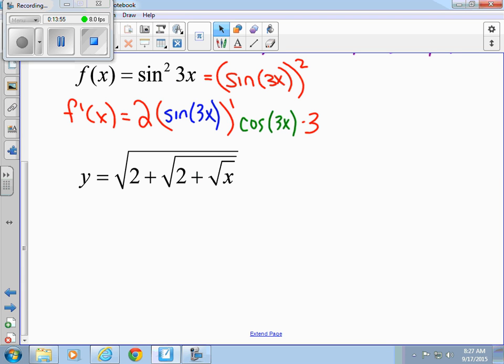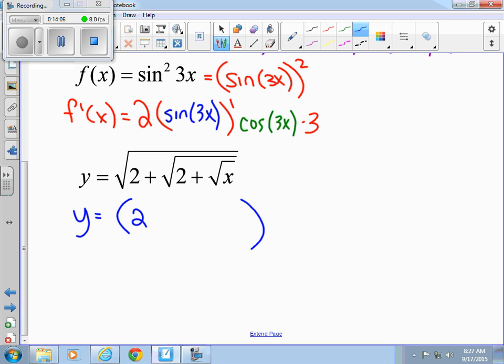Okay, before I do anything, what would you do to rewrite the exponents as fraction exponents? And I have 2 plus, okay, this is the 1/2 power, that's that big square root. And then I have the 2 plus x to the 1/2. Do you see that now? The outside square root has a 1/2 power. The middle square root does too, then the x to the 1/2.